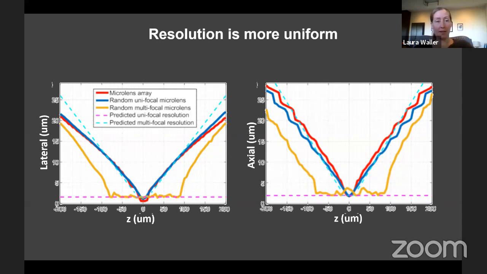If you think about a microlens array or a light field microscope, it has great resolution at one single plane, and then it degrades very quickly beyond that. So we wanted to avoid that. And it costs you a little bit of resolution near focus or near this ideal plane, but you get much better resolution across a much bigger range.